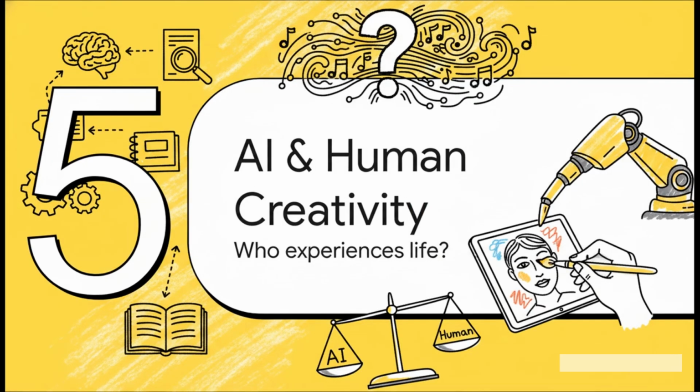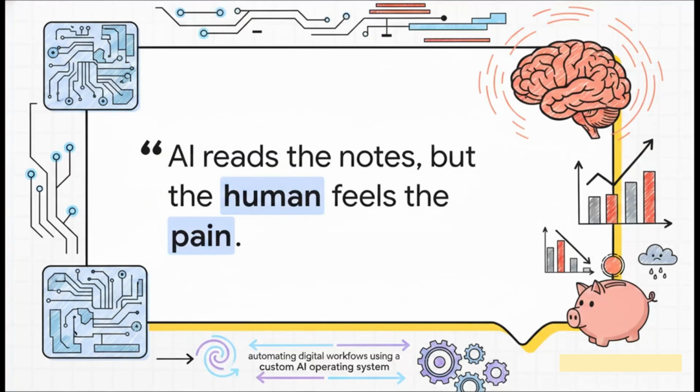Which brings us to Section 5, AI and human creativity. Who really experiences life? With all this insane automation going on, agents researching, systems learning, outlines writing themselves, you kind of have to ask a big philosophical question. What happens to human creativity? Does the AI just replace us as creators? Well, the creator tackled this head-on, and this quote really stuck with me. AI can read the notes, but it is the human who actually feels the pain of a dropping stock portfolio. Wow. That just anchors all this crazy technical talk right back into the messy reality of being human.